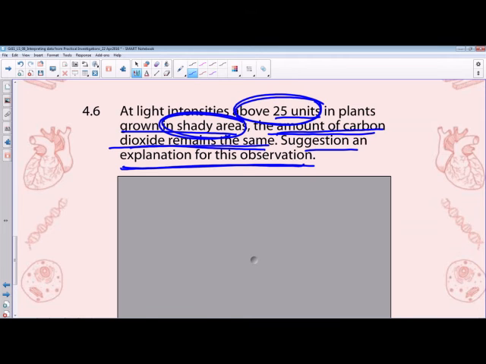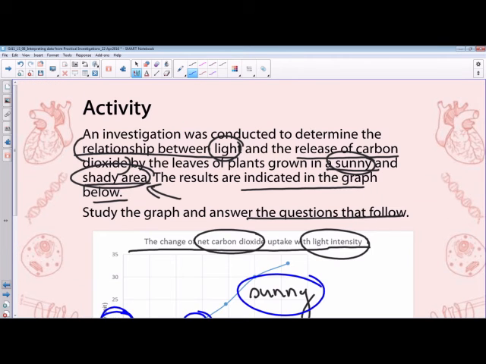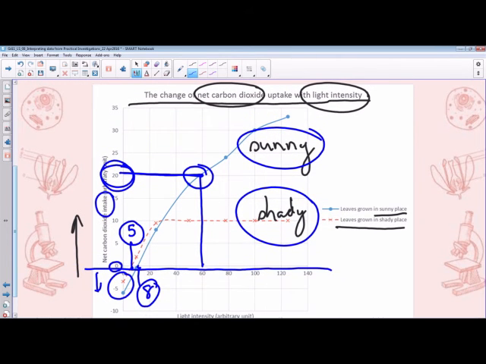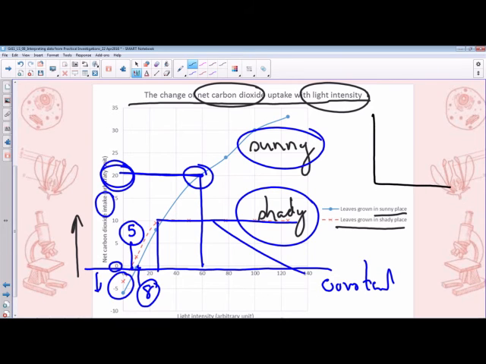If we go back to the graph, it says that for plants grown in shady areas above 25 units, if you look at this area of the graph, there is no change in the net carbon dioxide intake. Suggest an explanation for why this remains constant. It ties in with all the graphs that we've been doing since this morning. We looked at a graph this morning and said that as the light intensity increases, the rate of photosynthesis remains the same. Here we've got to explain why that happens.